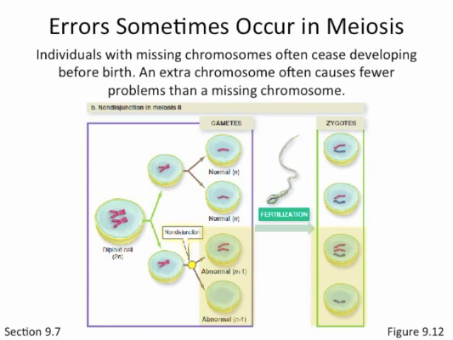You have a question? What is non-disjunction? You said that's a failure of meiosis 2. Would that be considered a complete failure of meiosis 2, or just prophase 2, because prophase 2 doesn't have it?